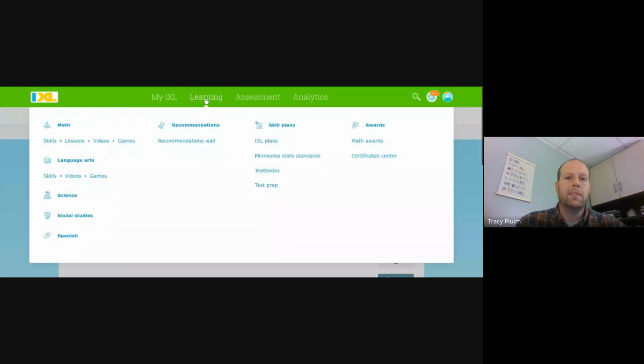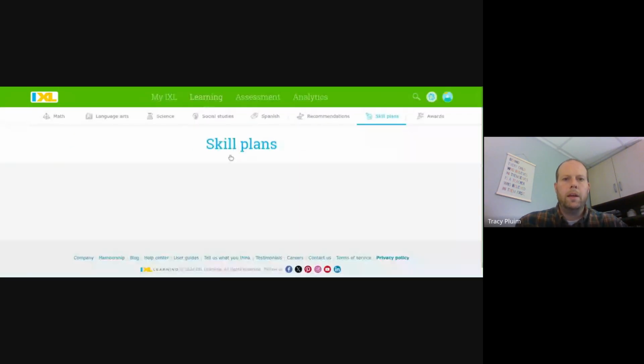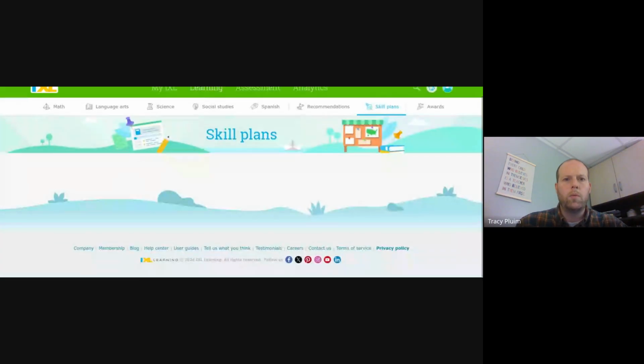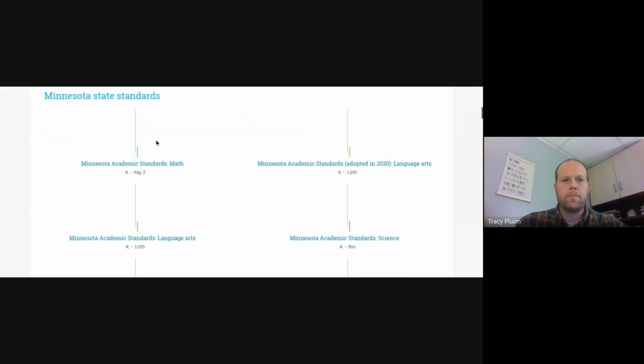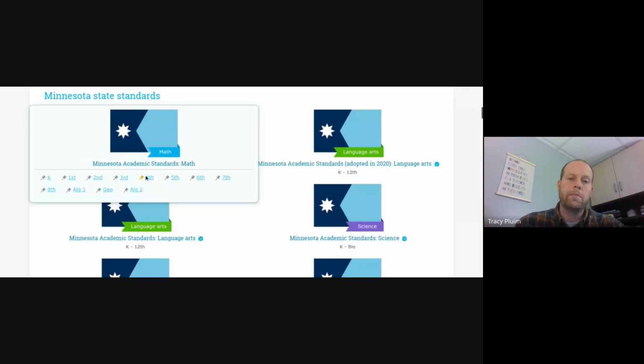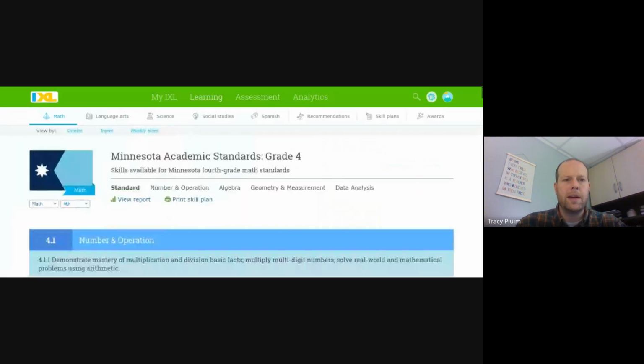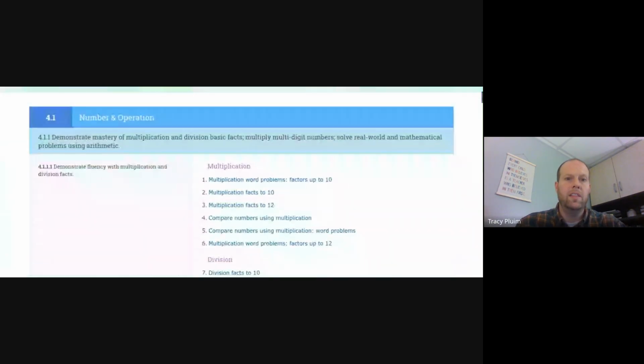Another way you'd be able to get there, I'm hopeful, I don't know if this is just a teacher view, but if you hover over learning and go to Minnesota State Standards, I hope you have this access, and then click on it. It then breaks it down into different subjects. You're going to want to click on the math one that's located right here. Or you can hover over it and then click 4th. What it then will bring up is all of the 4th grade standards, all of the things that we're going to be teaching throughout the year, and it breaks it down by the different skills within that standard.